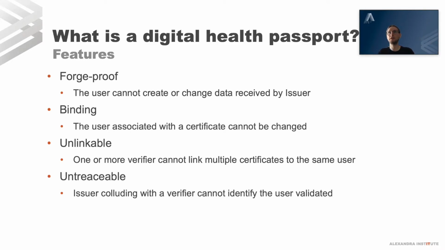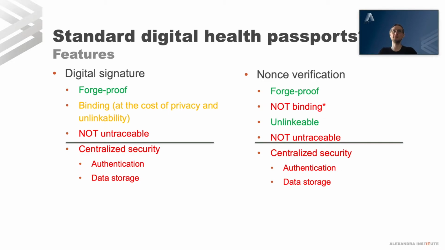So from this, we have that the first two, the forge-proof and the binding, is basically security against a malicious user, whereas unlinkability and untraceability is protection of the user against either malicious verifiers or a malicious issuer and malicious verifiers, in order to break the privacy and anonymity aspects we would desire. If we consider the two standard approaches for digital health passports I previously mentioned, that is the digital signature and the nonce verification one, we see that both of these easily achieve forge-proofness in regards to the security feature we want.